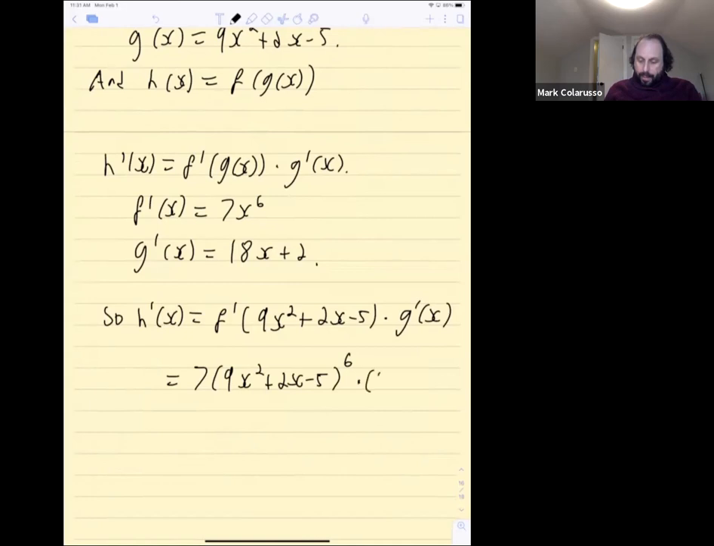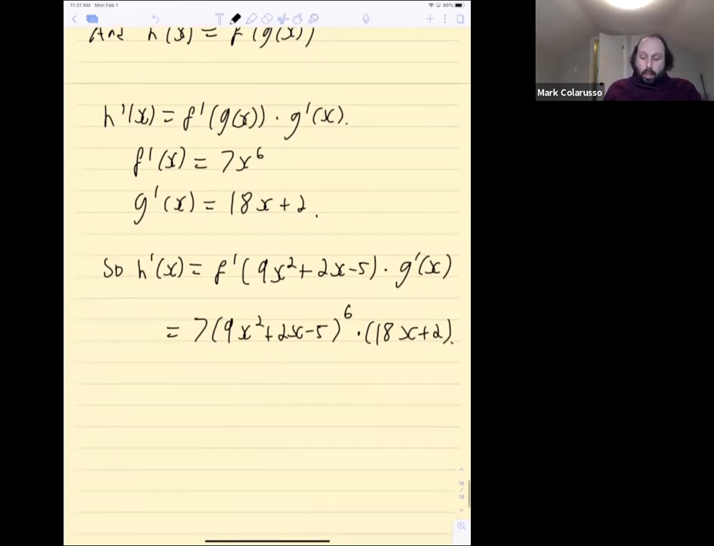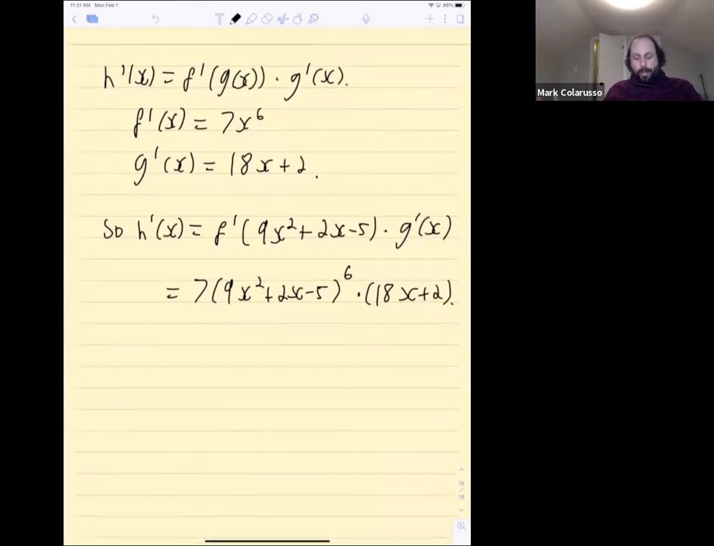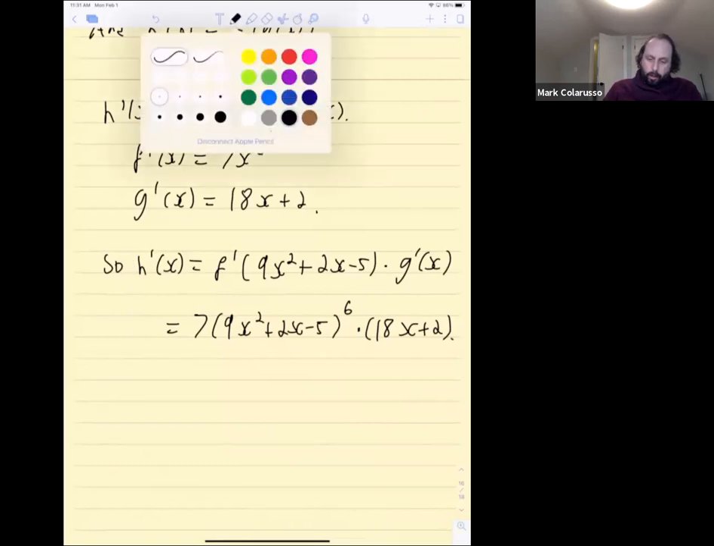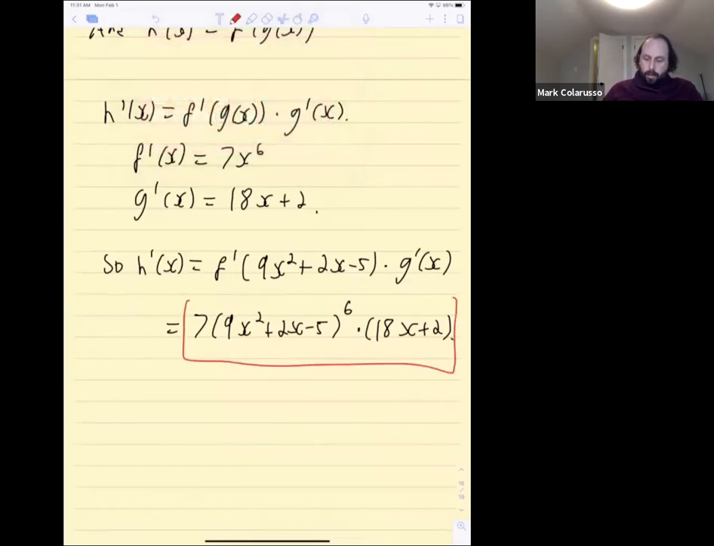times 18x plus 2. And don't try to simplify this, just leave it as is. And so there we go. Oh, this is my little red thing here, the answer.